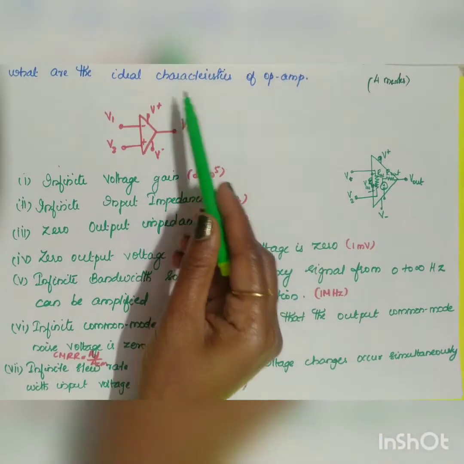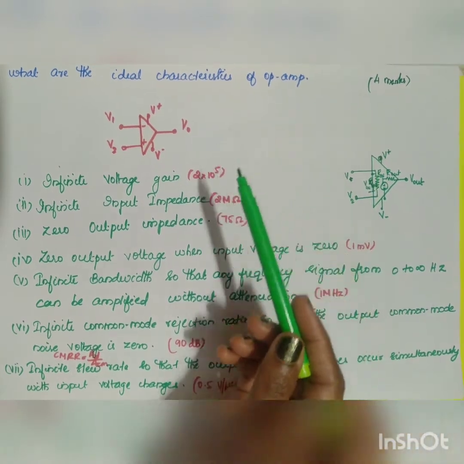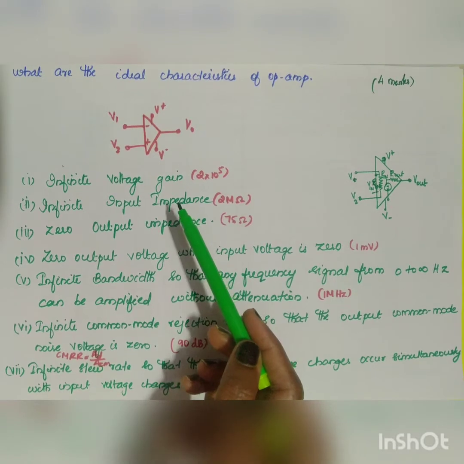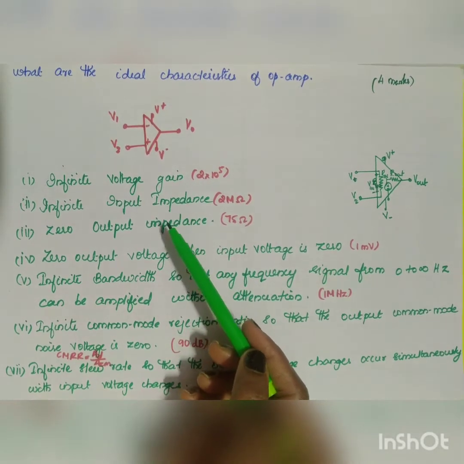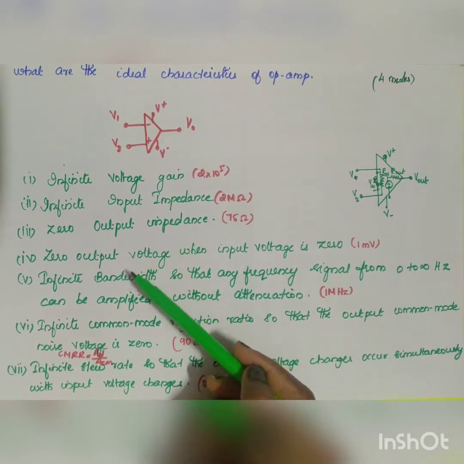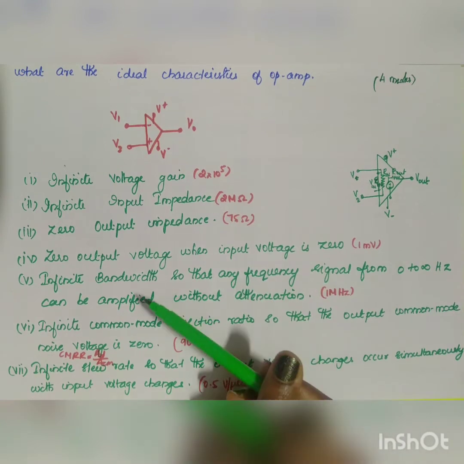So the question is, what are the ideal characteristics of op-amp, which is asked for 4 marks. Okay. So the ideal characteristics of op-amp are, the first point is it has infinite voltage gain. Second point, the input impedance is infinite. Zero output impedance. Zero output voltage when the input voltage is 0.